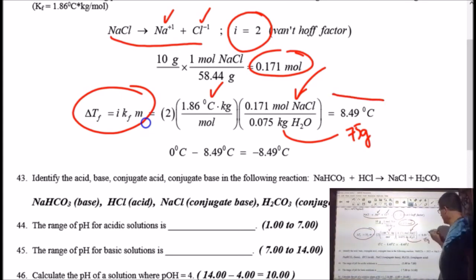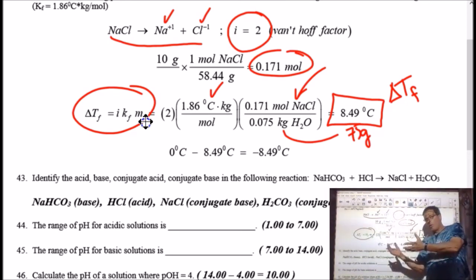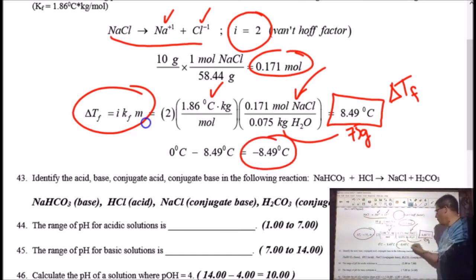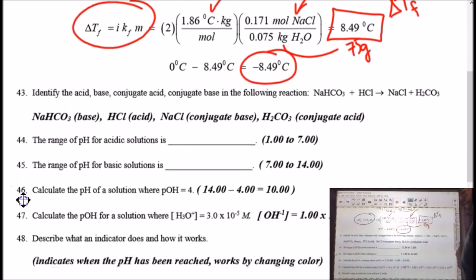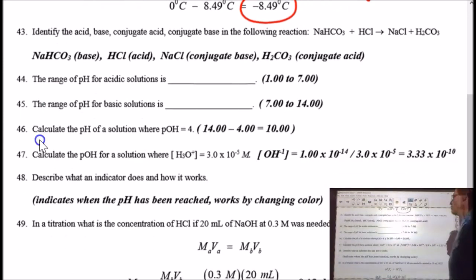Plug all that in, and I get a delta T sub F, a change in temperature, of 8.49. What I do with that is I now take my value, which for the freezing point is 0, and subtract that, because again, we need a lower freezing point, and that will give me my final answer of negative 8.49.